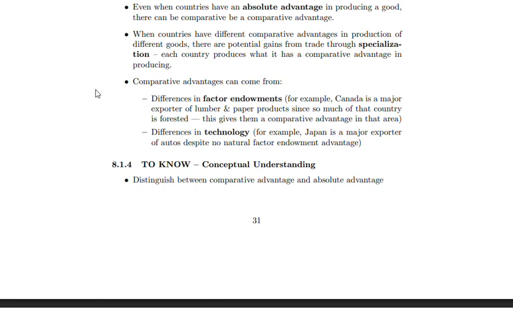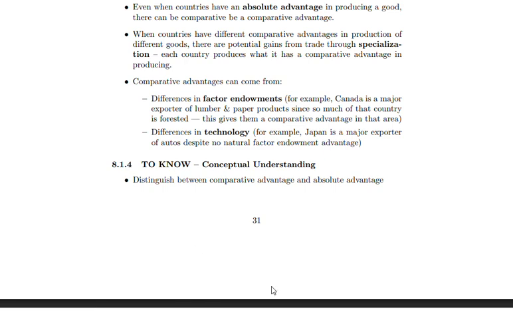Comparative advantage can come from two sources. The first is differences in factor endowments. For example, Canada is a major exporter of lumber and paper products since so much of that country is forested. This gives them a comparative advantage in that area. And the second is differences in technology. For example, Japan is a major exporter of autos despite no natural factor endowment advantage.